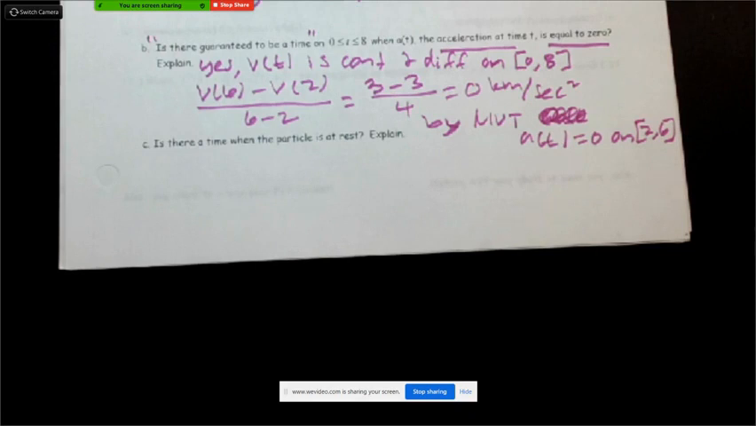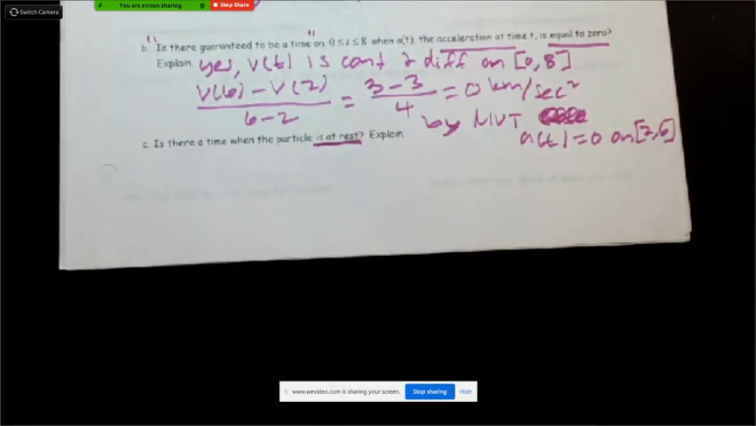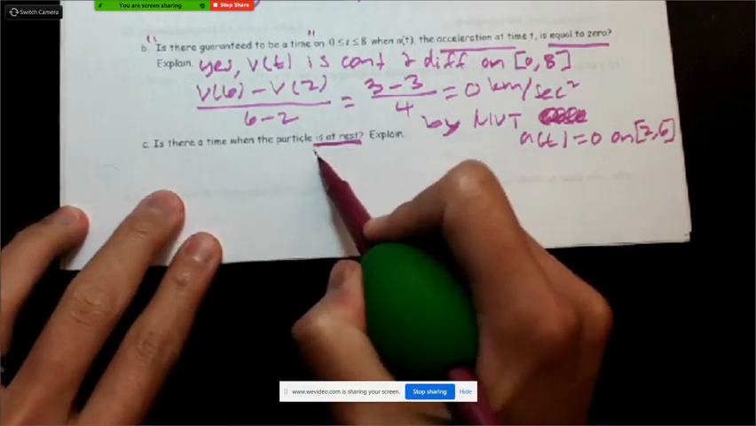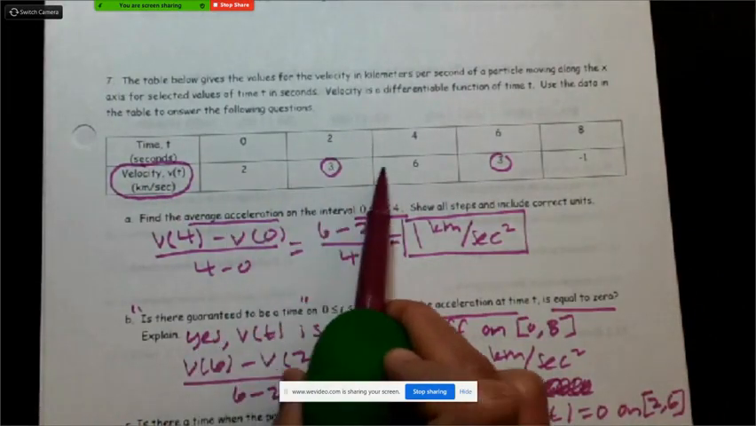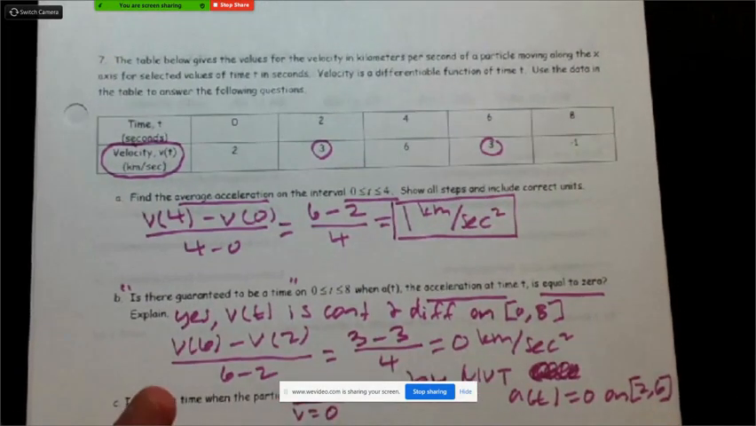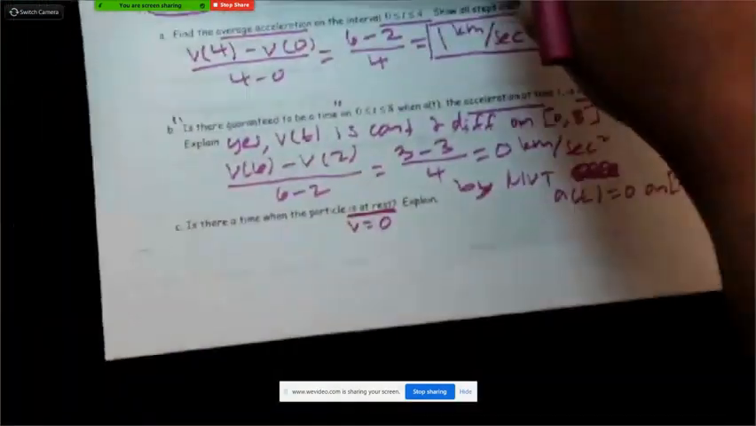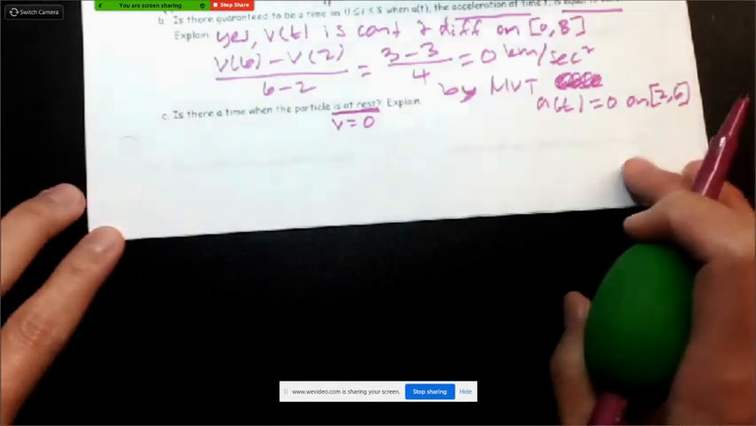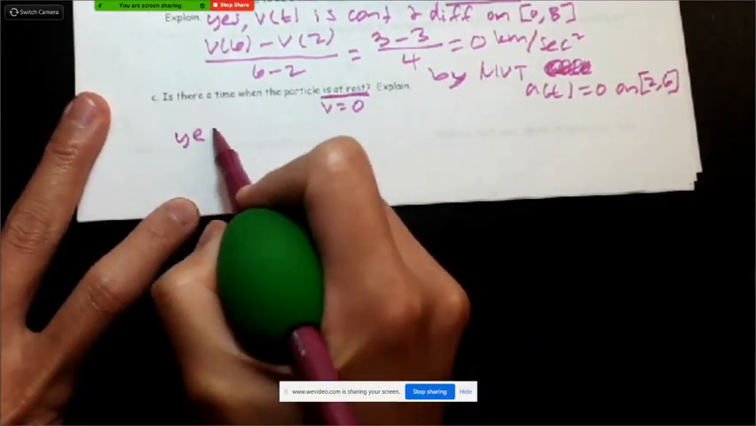Okay, the last one says, is there a time when the particle is at rest? And I told you guys that word means something. That word means what? That the velocity is what? 0. So then let's go to analyze our table. If I go through 2 to 3, 3 to 6, 6 to 3, and 3 to -1, is there a guaranteed time? Right here. Now, we won't know exactly what number on the t value, but we know it does exist. I'm going to go ahead and bring it back up. So we know yes. What theorem do you think I'm going to use on this one?